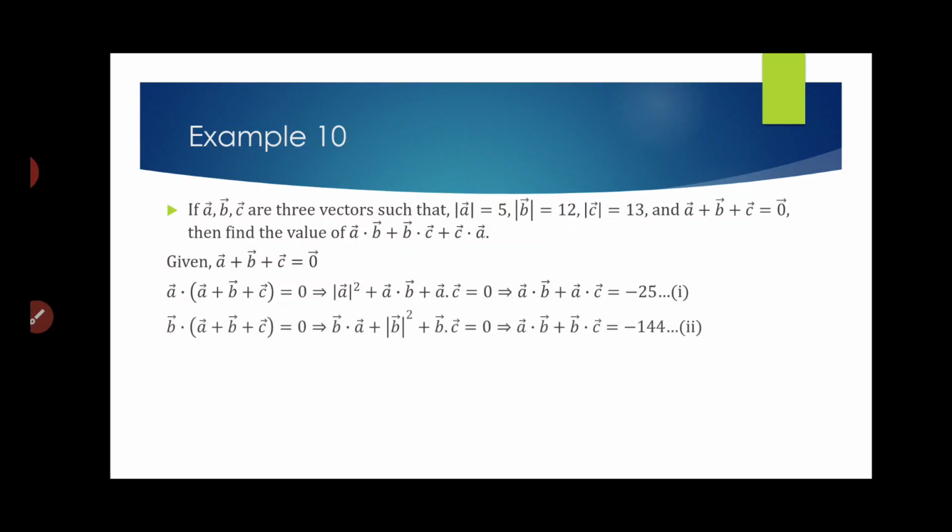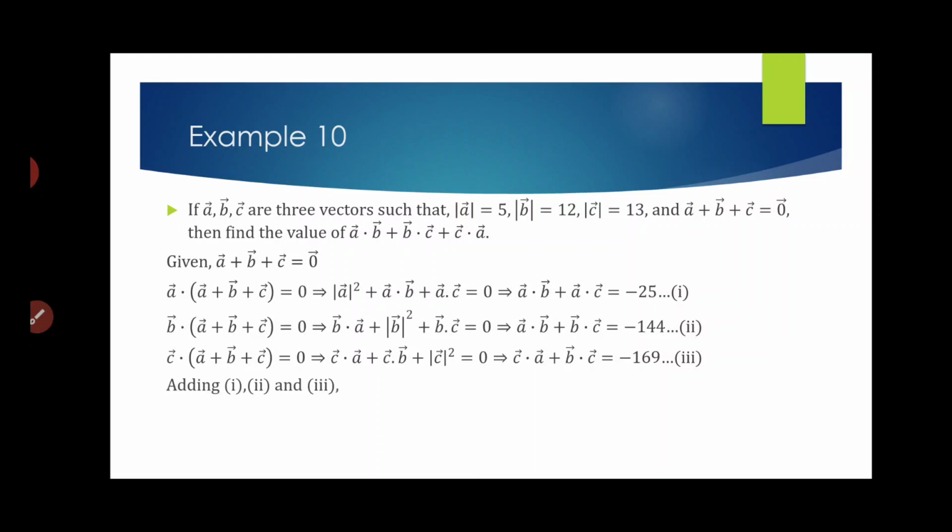In the same fashion, I can calculate B dot (A plus B plus C) and C dot (A plus B plus C). So from here, I found these three equations, 1, 2 and 3. Now let me add them up. If we just add them up, what do we get? Twice of A dot B plus B dot C plus C dot A, and that is basically minus 338. Now divided by 2, we get A dot B plus B dot C plus C dot A as minus 169.